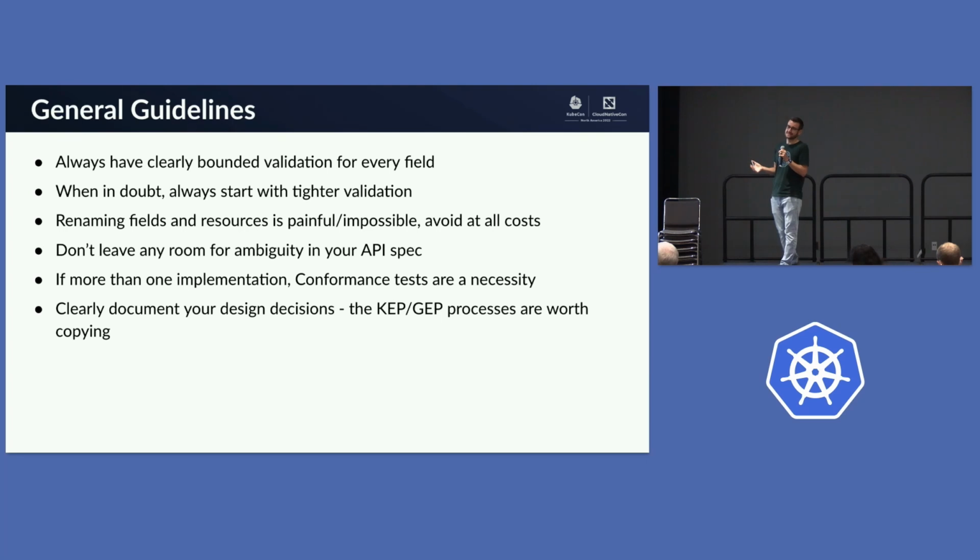You may write something and say, oh, well, it's very clear that what I said is interpreted this way, but you would be surprised how many different people interpret that in very unexpected ways. So, one, be as clear as you possibly can in your API spec. But two, if there's more than one implementation of your API, you really, really need conformance tests, and you need them early.